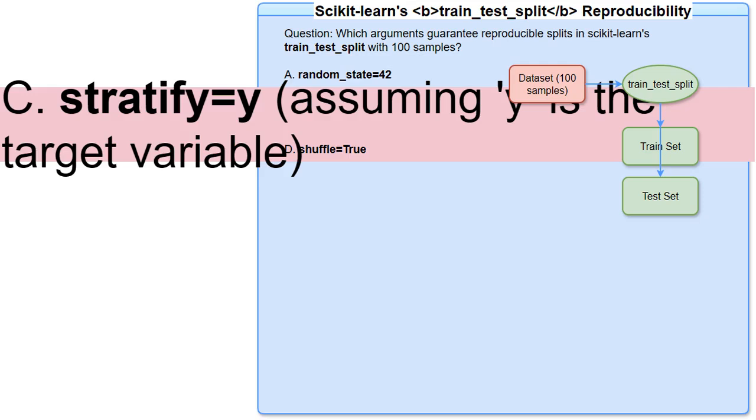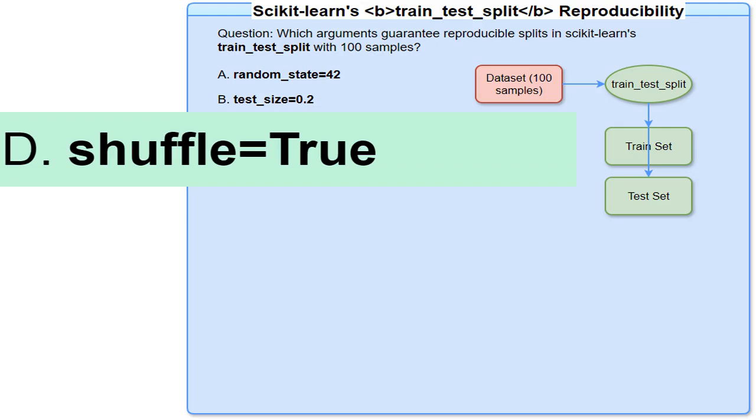I need to split this dataset into training and testing sets, and I want to make sure that I always get the same division of data each time. This is the sklearn function I'm using to split my data. Understanding its parameters is key to answering the question.